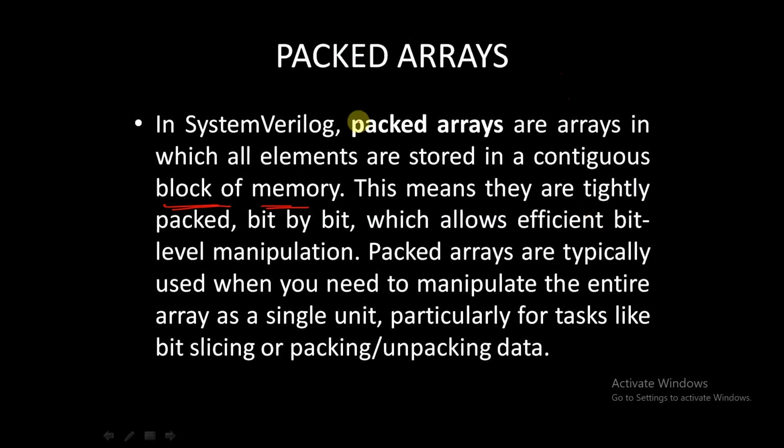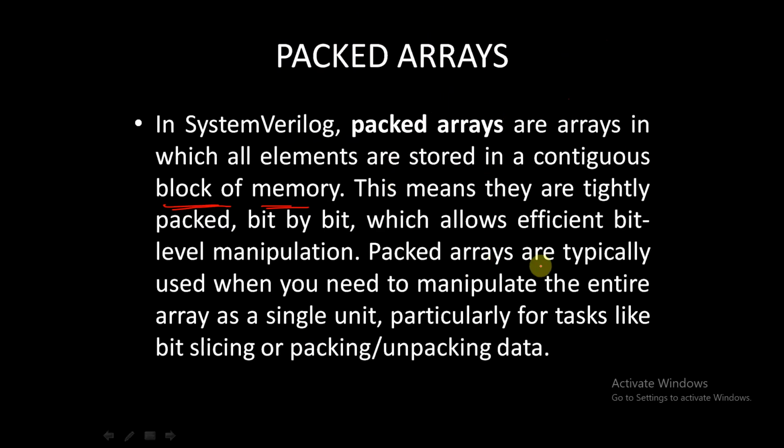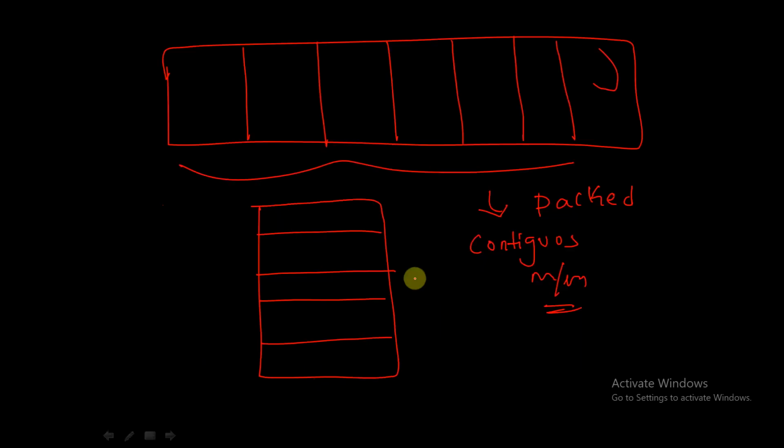In the definition also they have written that in SystemVerilog, packed arrays are the arrays in which all the elements are stored in a contiguous block of memory. This means they are tightly packed bit by bit, which allows efficient bit level manipulation. So every element is packed in the same location itself. Packed arrays are typically used when you need to manipulate the entire array as a single unit, particularly for tasks like bit slicing or packing or unpacking the data. We will see this in our next slides.